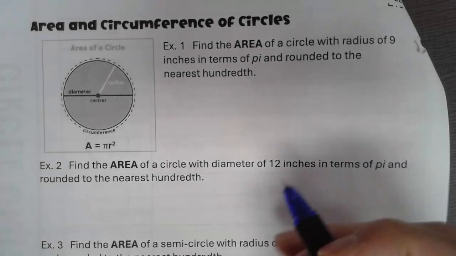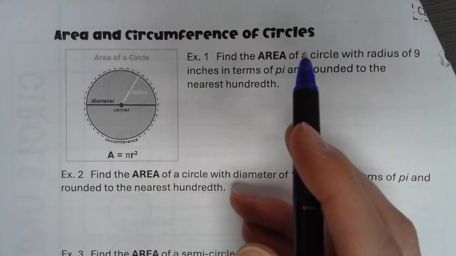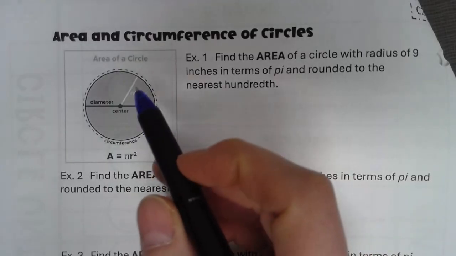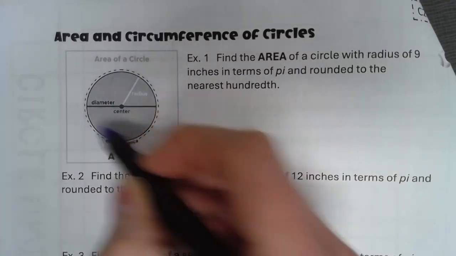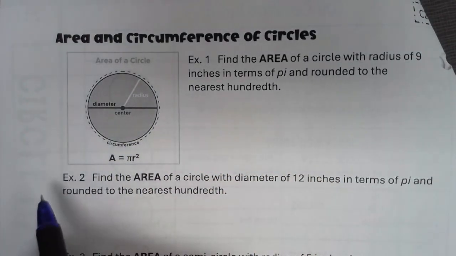This time we're talking about our section C2. We're looking to find area and circumference of circles. When we talk about area, we're talking about the space filled up on the inside, just like when we talk about area of triangles or area of squares.